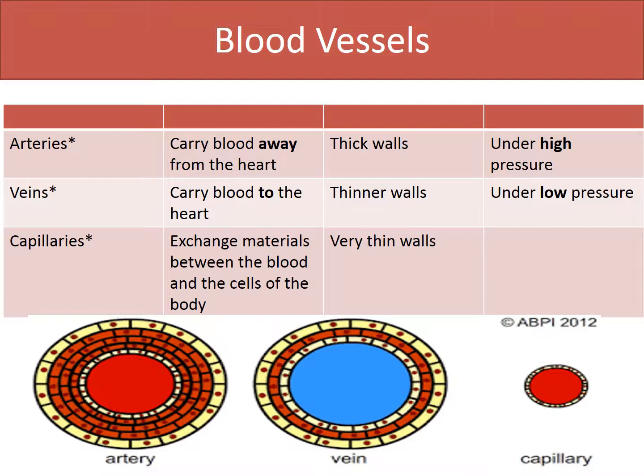Veins are the opposite of arteries. They carry blood to the heart. Veins have much thinner walls than arteries, and the blood flow through them is under low pressure. Capillaries are tiny blood vessels found between the arteries and the veins. They have very thin walls, which allows for the exchange of materials between the blood and the cells of the body.